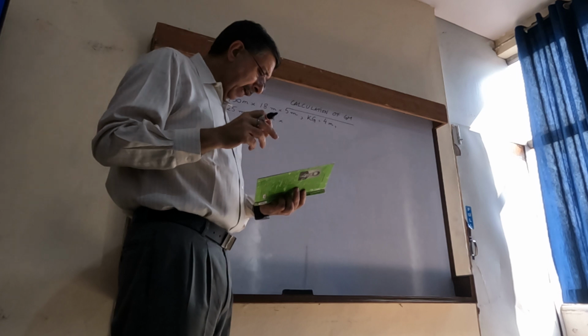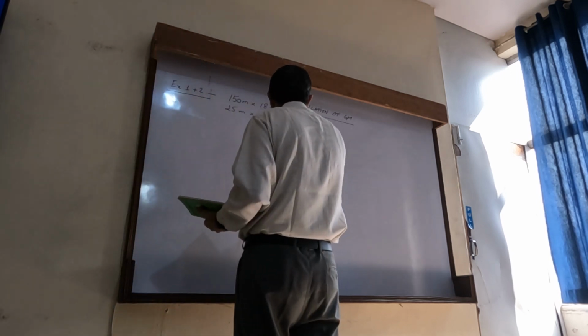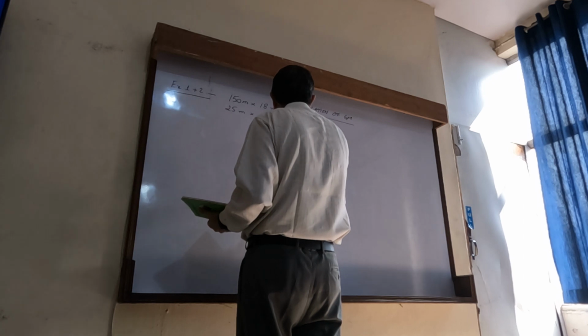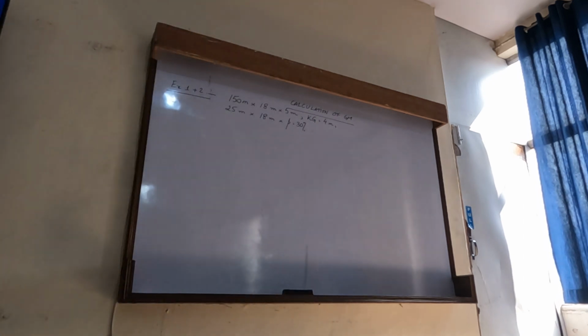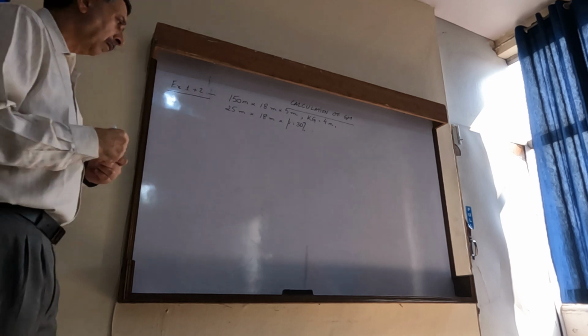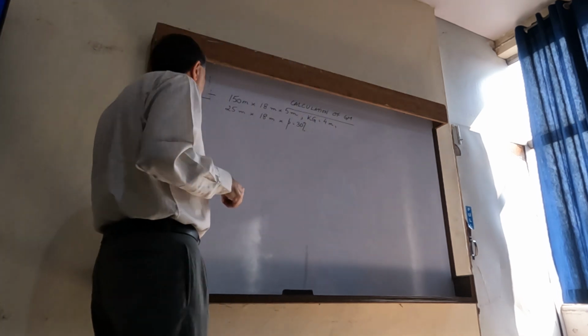Write this as empty. Example 2: permeability 30% is bilged. Calculate the GM before and after bilging.